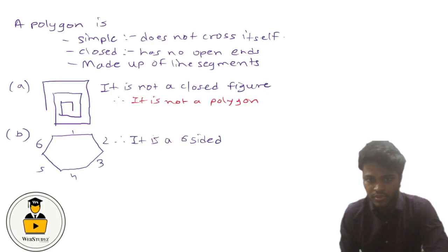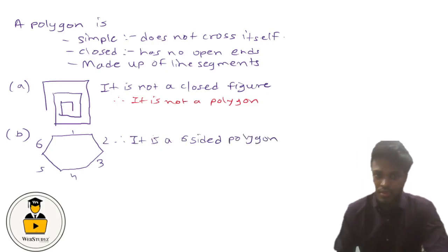So therefore we can say that it is a 6-sided polygon, as it satisfies all the three conditions of a polygon. Therefore it is a polygon, and since it has 6 sides, we say it is a 6-sided polygon.